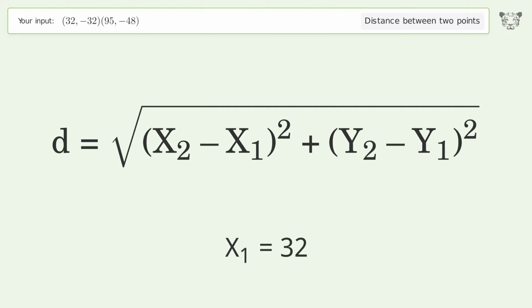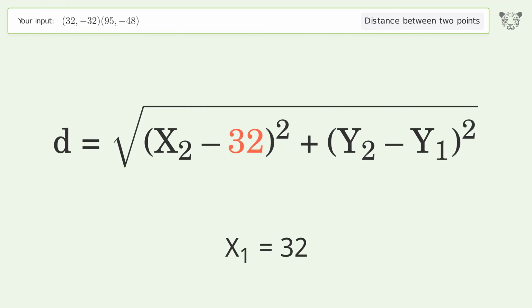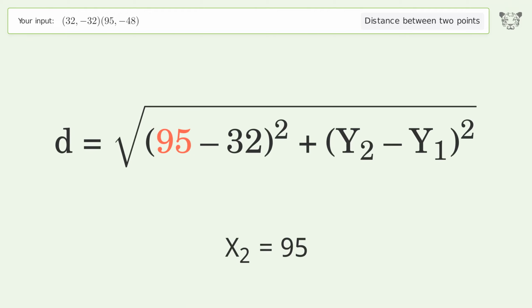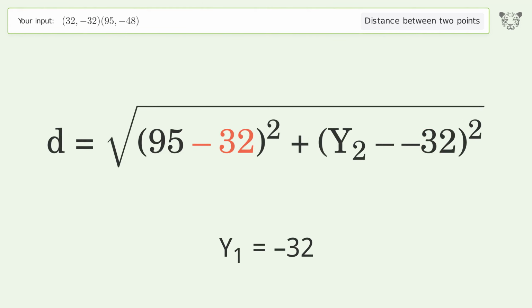x1 equals 32. x2 equals 95. y1 equals negative 32. y2 equals negative 48.